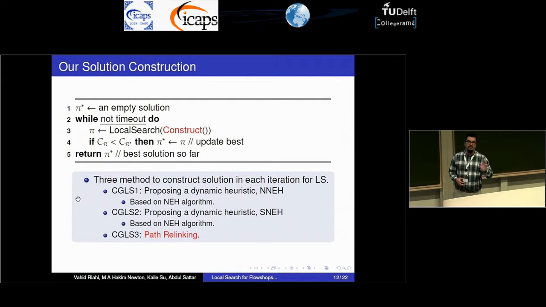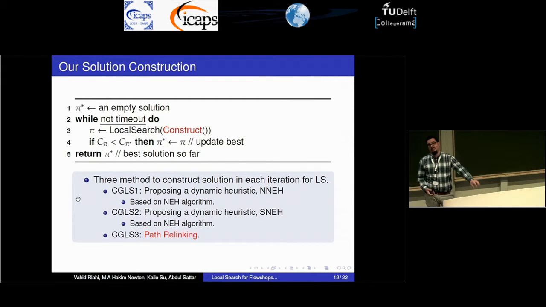The NEH algorithm is very famous for this problem. But NEH is a deterministic algorithm, so it will always give you the same solution. Here we need an algorithm that in each iteration gives a different solution in a different area of the search space to guarantee the diversity of the process. For this reason, we propose 2 different heuristics that are dynamic and create different solutions, explained in detail in the paper.